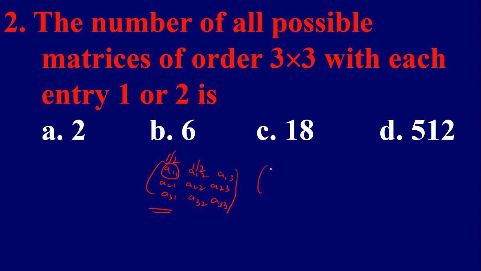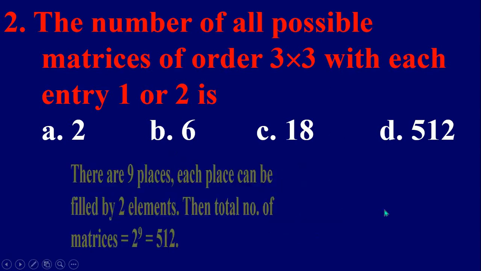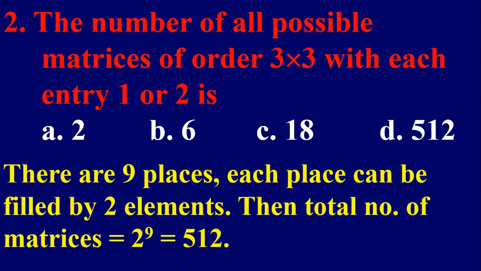That is, we can write all 1s, or we can write eight 1s and a 2, like this. So we can form many matrices in this order, writing only 1 or 2 in the given matrix. Now we have to find how many matrices are possible. In a 3 by 3 matrix we have 9 places and each place can be filled by 2 elements, that is 1 or 2. So now we can use the counting principle.